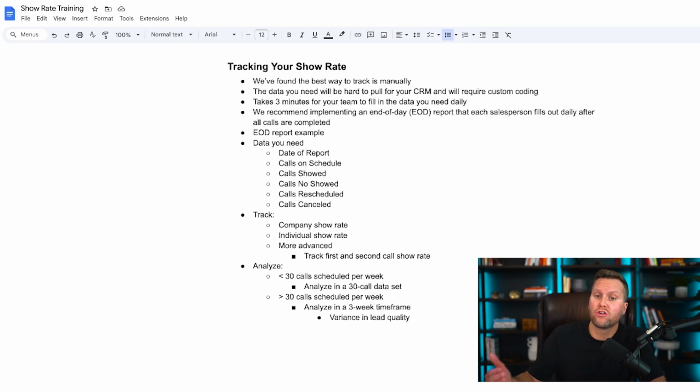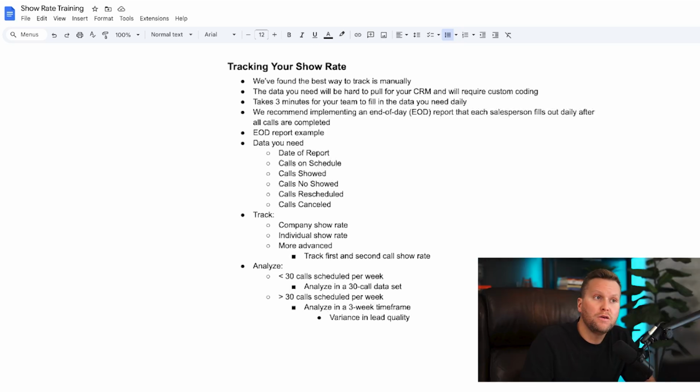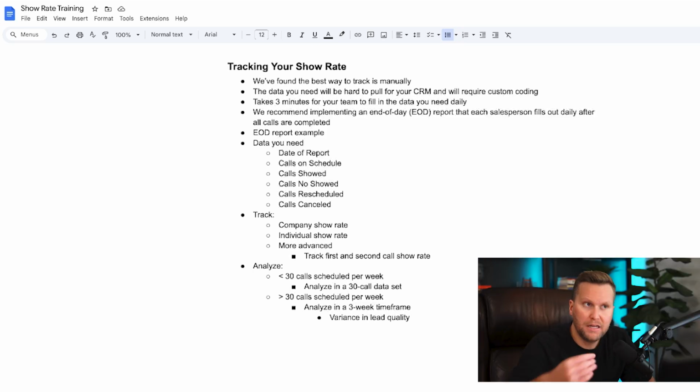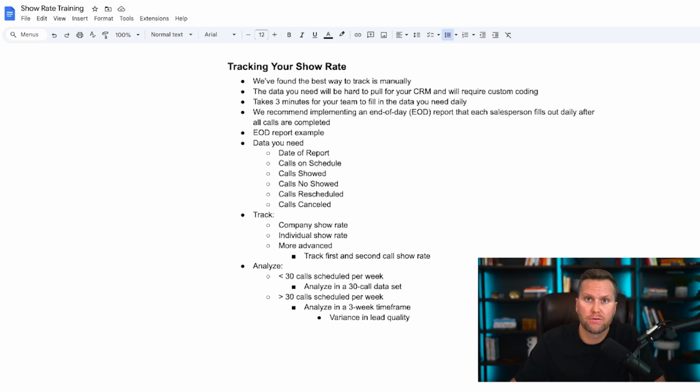Now, if you have more than 30 calls per week, you're going to look at a 3-week time frame. Because if you have that much volume coming through, there could be issues with media buying, quality of prospects coming through that could swing your show rate. Now, we've defined and identified how to track your show rate. Let's talk about now how to improve your show rate.